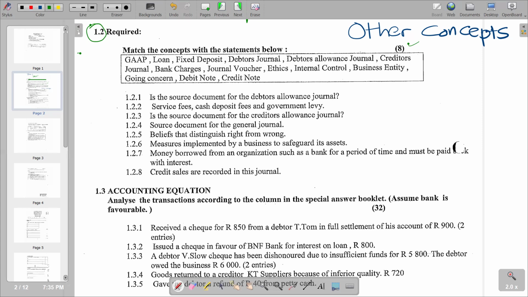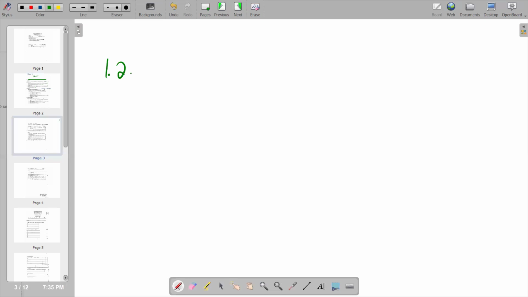The business will issue a credit note to the debtor. So a credit note becomes the source document that is related to the debtors allowance journal. According to the concepts that we are given, we have a credit note as our correct response for 1.2.1. So in our answer section, we are just going to say 1.2.1 credit note.